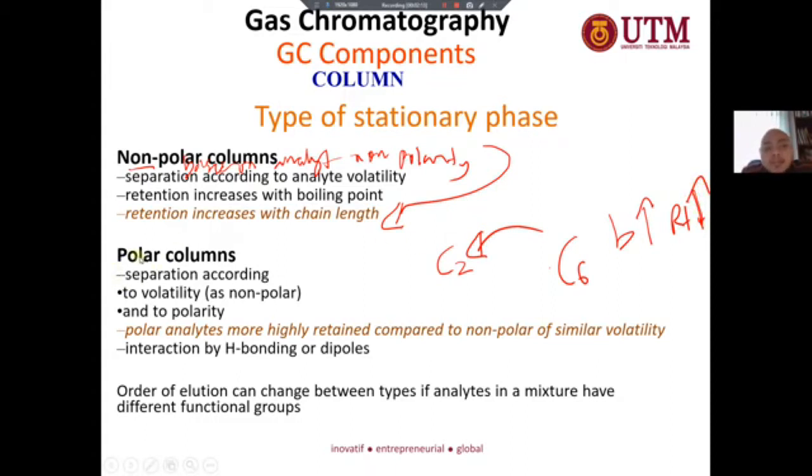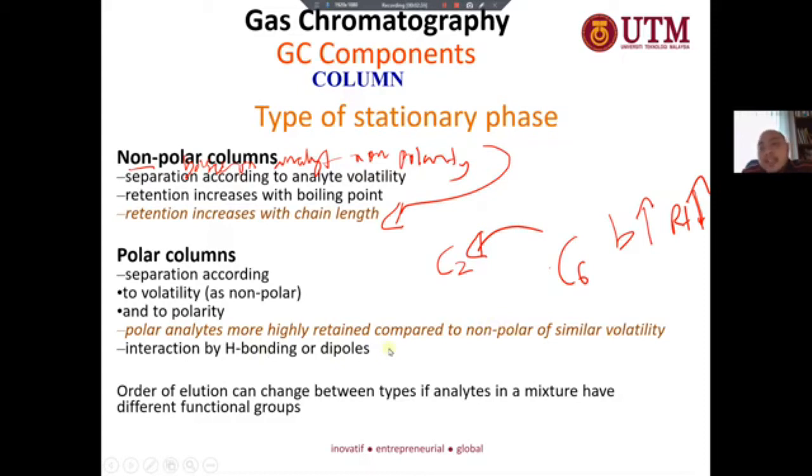For the polar column, separation is also based on volatility and polarity. I forgot to add it above, but here it is based on polarity and above it is based on non-polarity. Polar analytes are more highly retained compared to non-polar analytes. Interaction is by H bonding or dipole interaction.